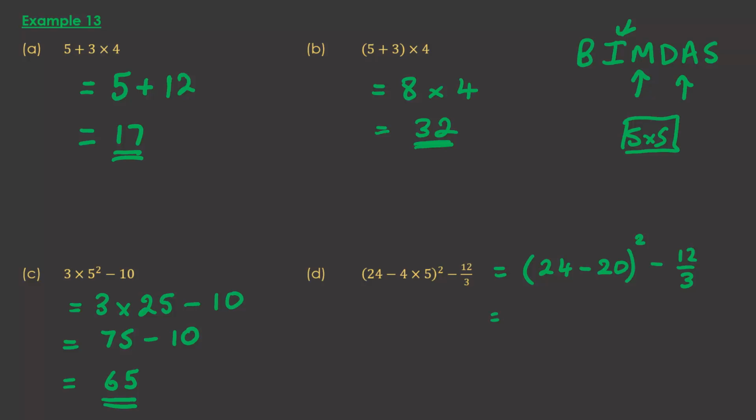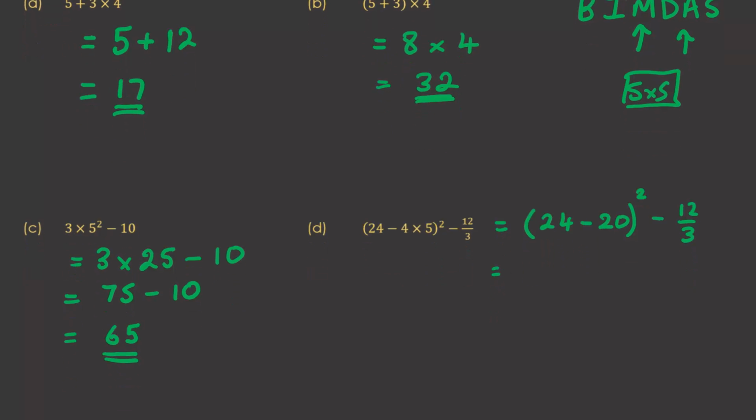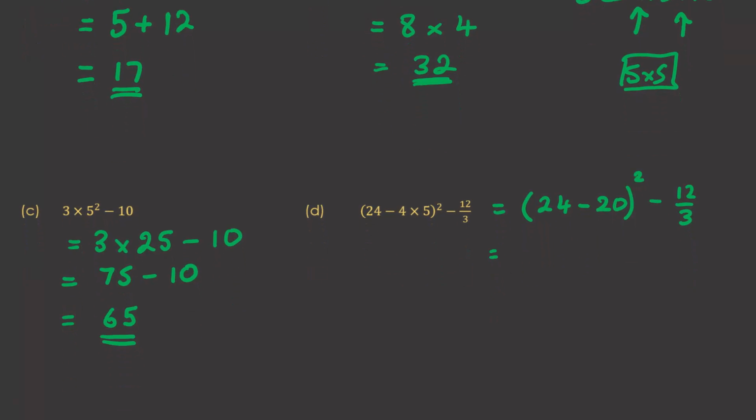I'm still going to work inside the bracket. 24 take away 20 is 4, so I've got 4 squared take away 12 over 3. Now strictly speaking, I could do the 12 divided by 3 at the same time as the index, but I'm not going to do that here. 4 squared means 4 times 4, so that is 16.